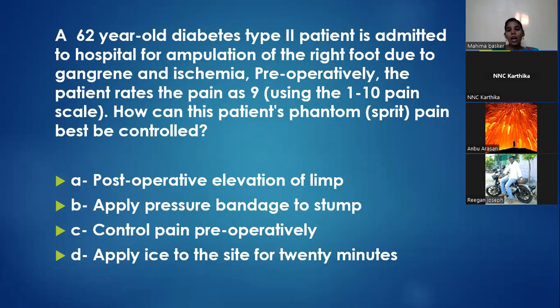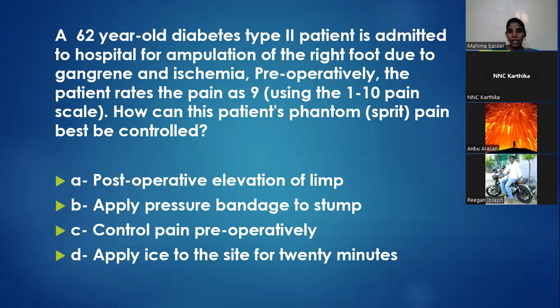Post-operative elevation of the limb, or apply a pressure bandage to the stump. Control pain preoperatively. Apply ice to the site for 20 minutes. What will be the best way to control? They have already mentioned the pain is 9 in the preoperative period. Okay, so controlling the pain preoperatively will be helpful for the phantom limb pain in the postoperative time. Okay, you have to remember. So how will we control? We will be doing mirror therapy. We will be doing some analgesic administration.